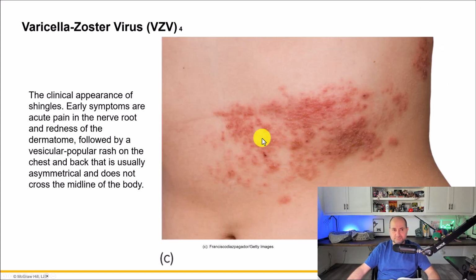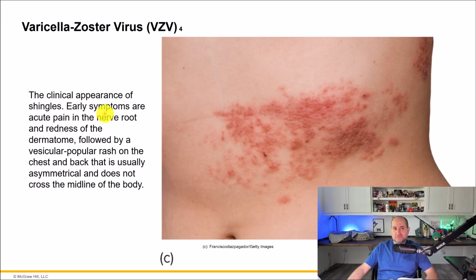Take a look here. This is the clinical appearance of shingles. It doesn't have to be in that region near the stomach. It could be up near your armpits. It could be down by the stomach. It could even be in the neck area.